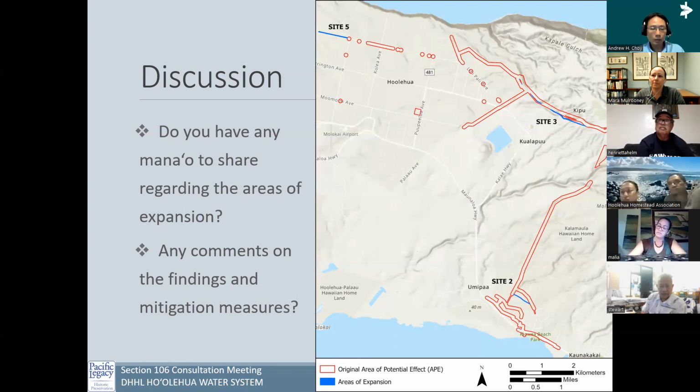But the site is not actually changing. All of the work is done within the area of potential effect, and that is in Site 4, I think. Yeah. Okay.